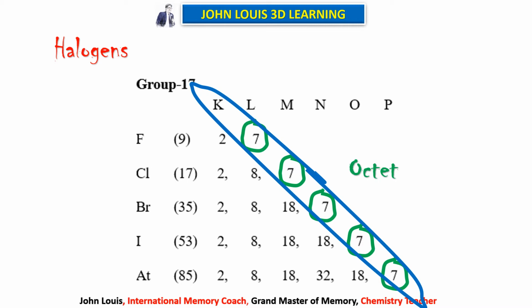One fluorine atom should combine with another fluorine atom to form fluorine molecule, and the bond is covalent bond here. Unlike ionic bond, where one atom donates and the other atom accepts, here both the atoms will share an equal number of electrons between them. Okay, so let's go and see the fluorine molecule.